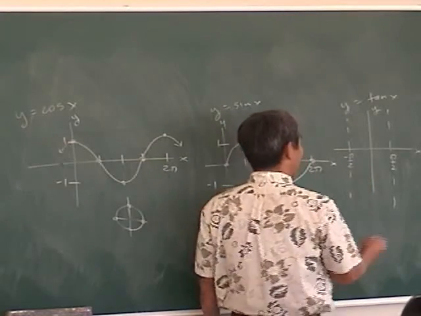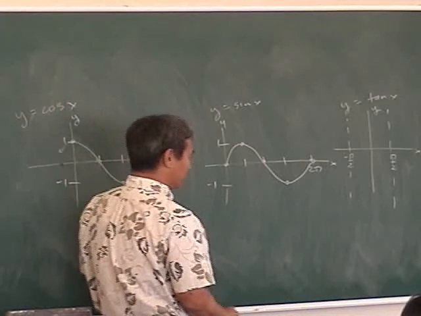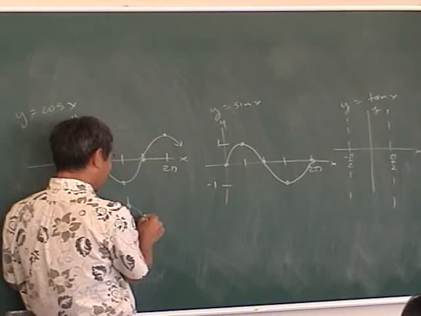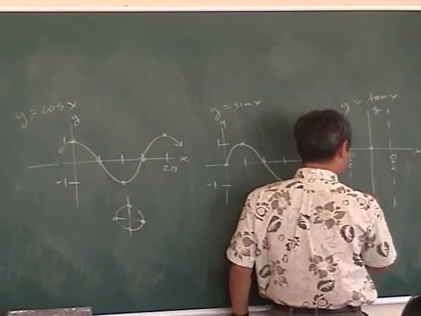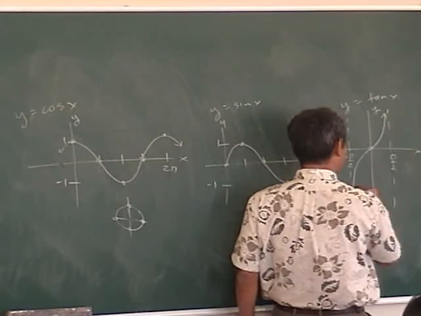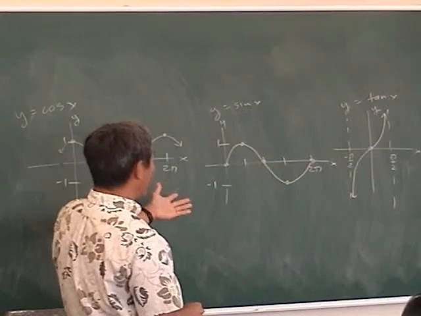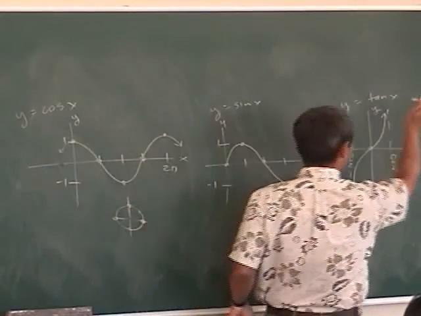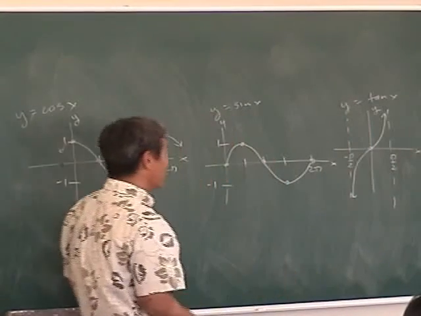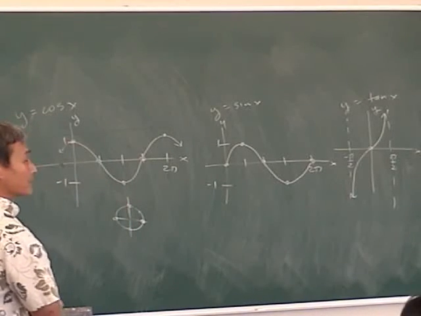Okay. And then if you just plot points, what is tangent over here? 0, and then 1. So tangent's going to look like this, right? So notice that the period for cosine and sine are 2 pi, but what's the period for tangent? It's pi. And then it just starts repeating again, right? It's periodic.